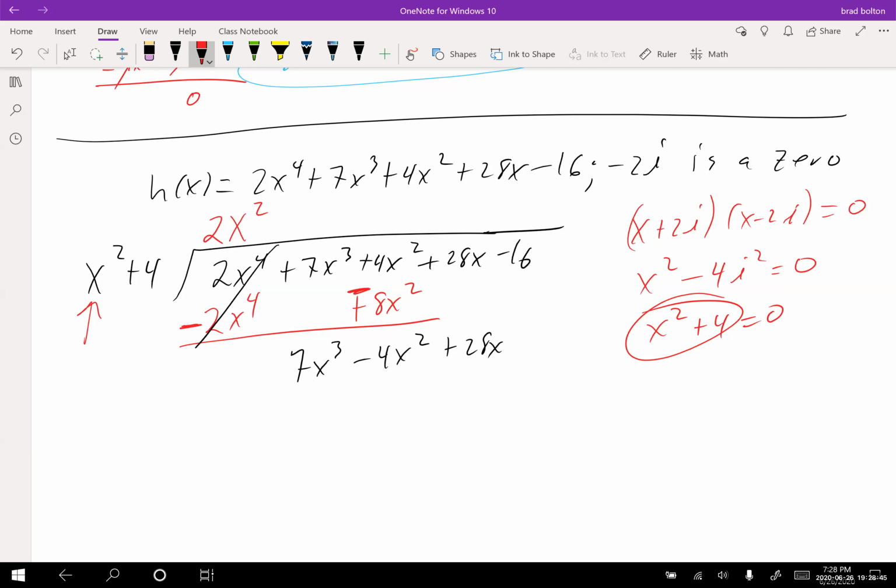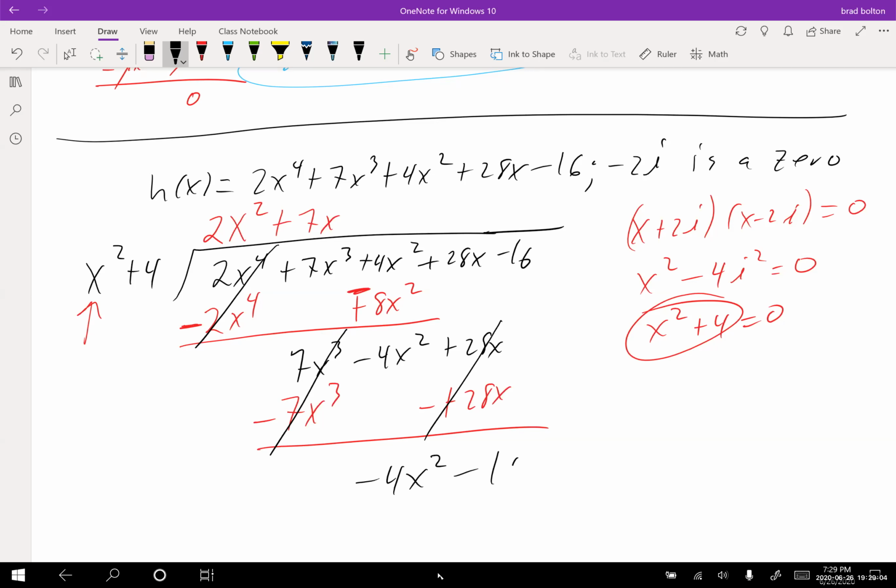Now we ask ourselves a question. We need a 7x, right? We distribute, and we get 7x cubed plus 28x. That's over here. Draw the bar, change the sign. Gone, gone. And this becomes negative 4x squared minus 16.